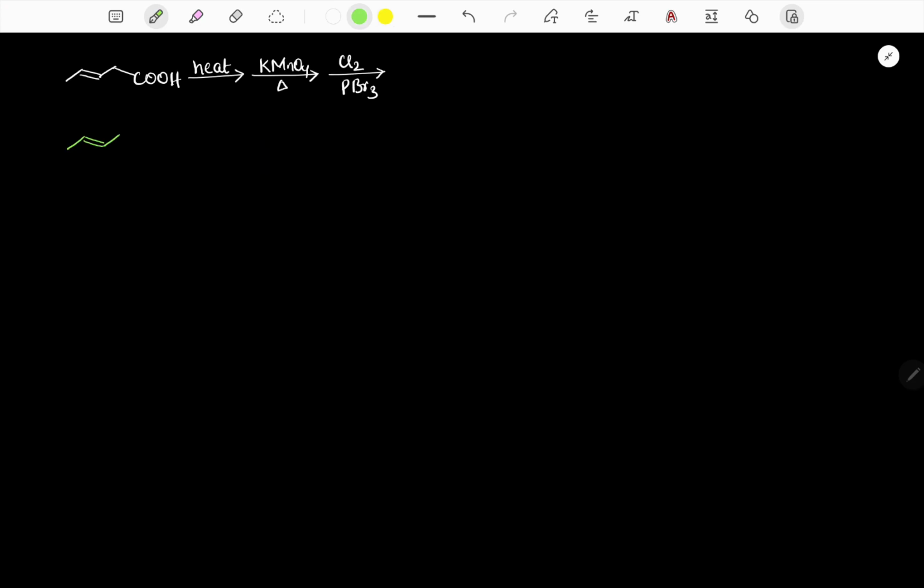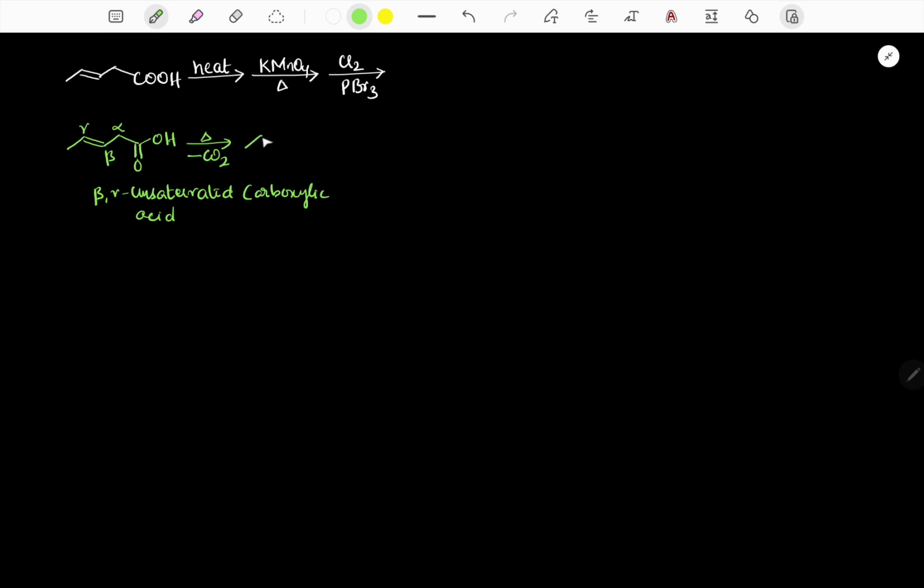The reactant has an alkene functional group and a carboxylic acid functional group. When it is heated, it undergoes decarboxylation because, with respect to COOH, the carbons are alpha, beta, gamma. So it is a beta, gamma unsaturated carboxylic acid, so it undergoes decarboxylation on simple heating.